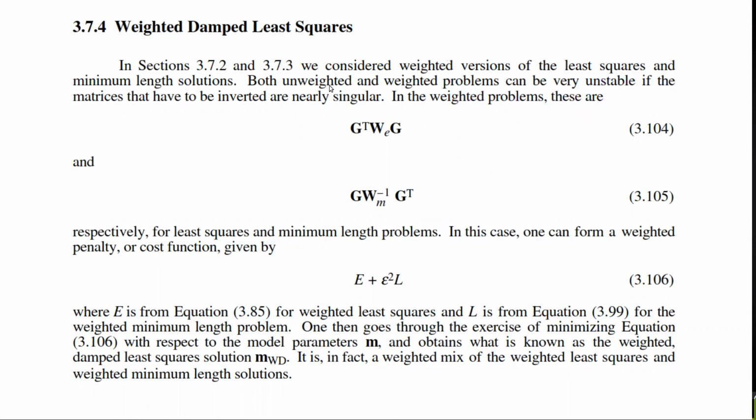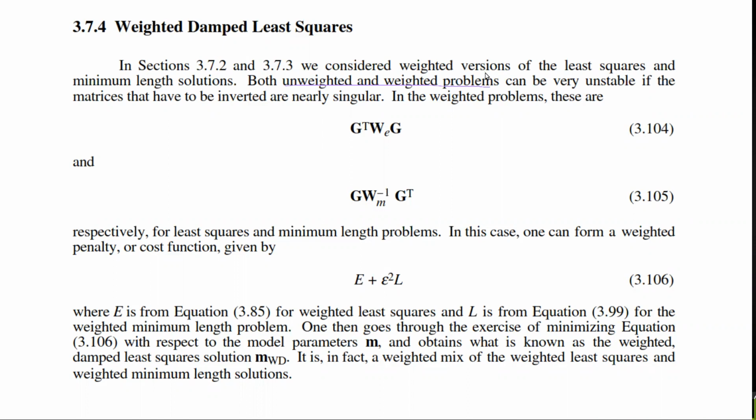So now we have looked at the actual least square or minimum length solutions, and we have looked at weighted minimum length solutions. But then there is also more to it. Usually both the unweighted and weighted problems are very unstable. What it means, for mathematicians, is what you call ill-posed, or near singular. So in this case, your solutions might not be really correct.